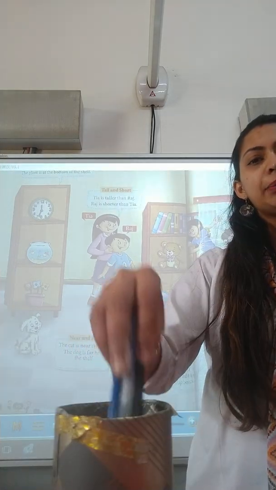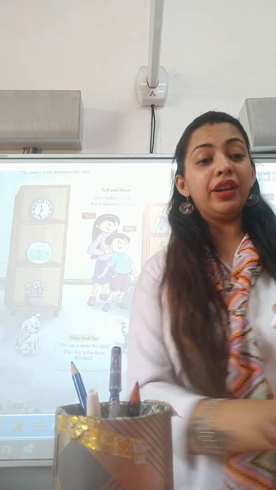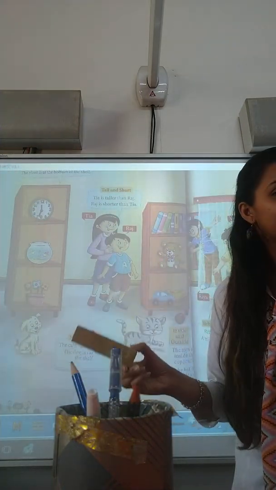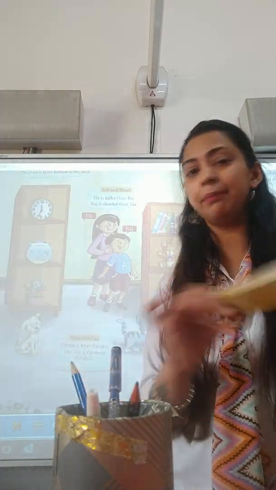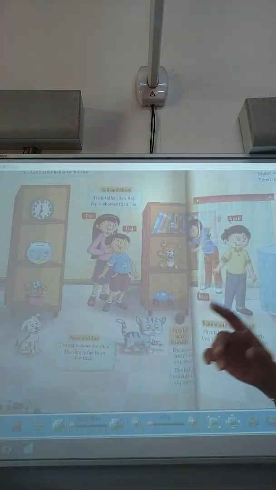राइट ये सारे पेंसिल स्केच पेन्स ये सब इनसाइड है बॉक्स के. Whereas my duster is also outside. I am not keeping it inside. मैंने बॉक्स के अंदर उसे नहीं रखा है. मैंने कहाँ रखा है? मेरे हैंड में है, बाहर है, बॉक्स से बिल्कुल सेपरेट है. Right? Now, coming to the next one.